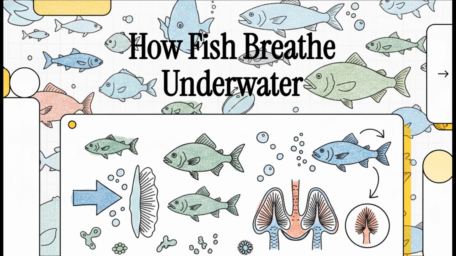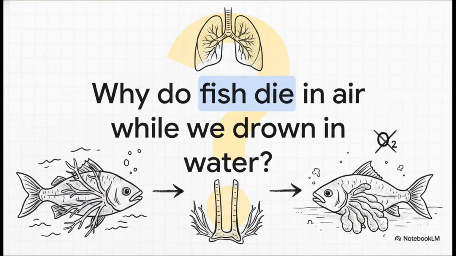Honestly, if you've ever watched a fish just hovering in a tank and wondered, what exactly is going on behind those moving gills? Well, you are definitely in the right place. So let's hook right into our first big question. Why do fish die in the air while we drown in the water? It seems like a super simple question, right? We have lungs designed for air, they have gills designed for water, duh. But the actual mechanics of why a fish suffocates on dry land, it is absolutely fascinating.